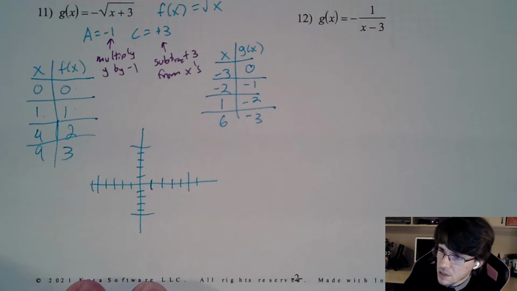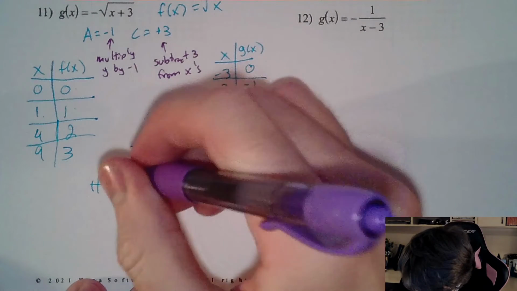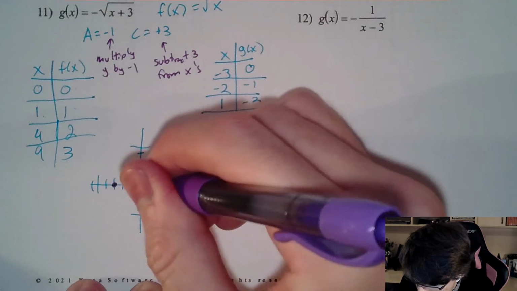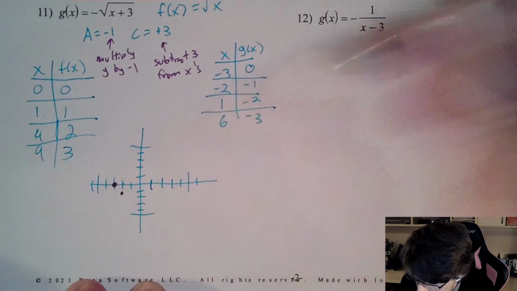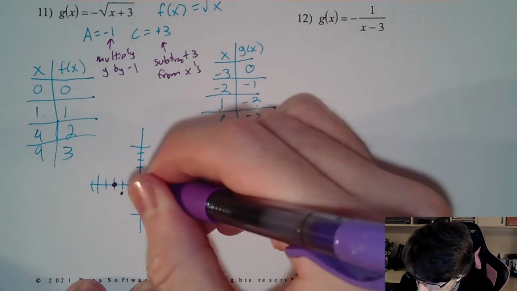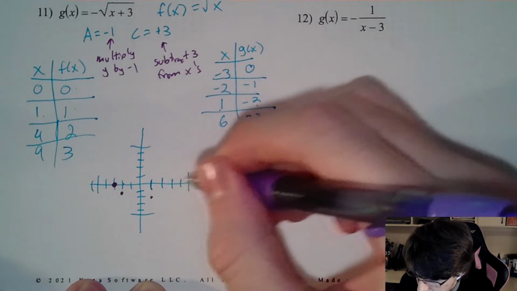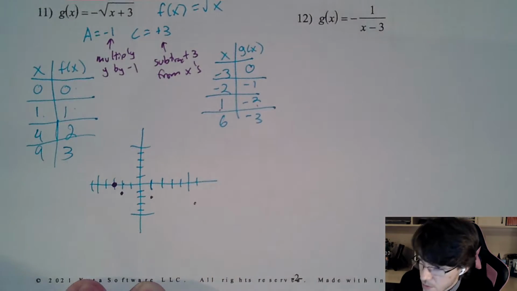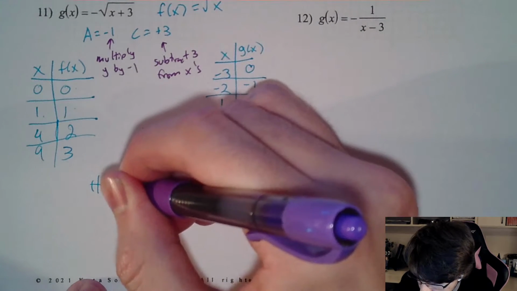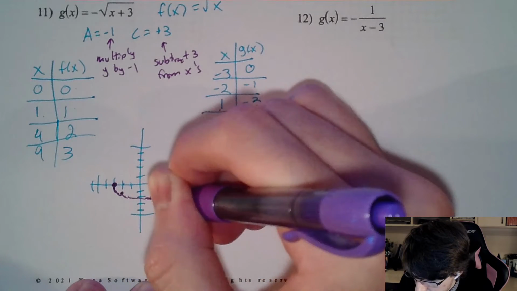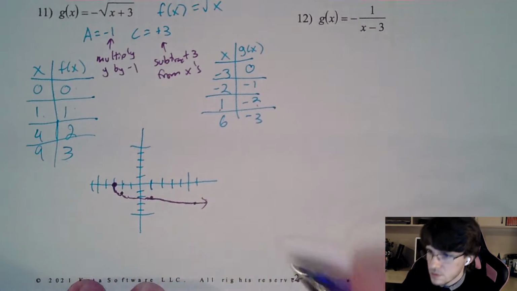And then we just play connect the dots. That's all we have to do. So (-3, 0) is right there. (-2, -1) is right there. (1, -2) is right there. (6, -3) will be right there. And trying to make it curvy when you connect. And there you go. There's our graph.